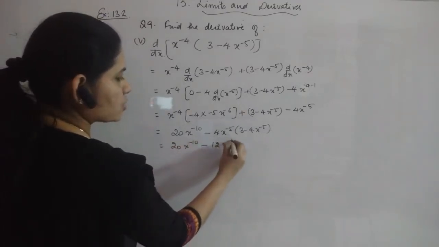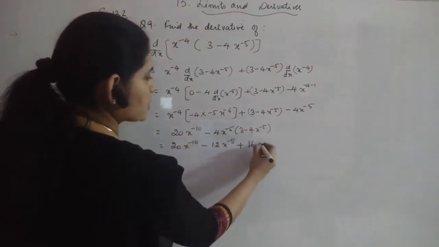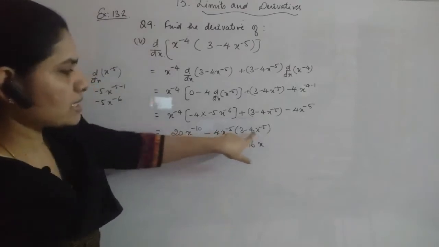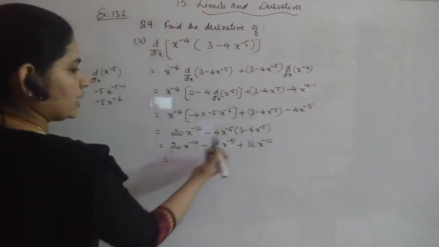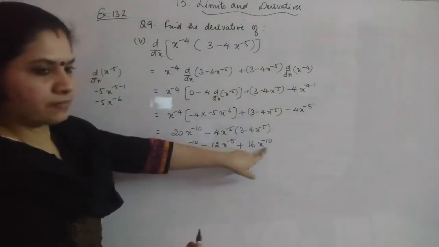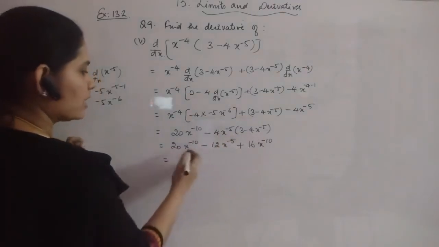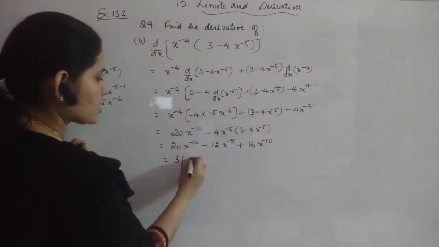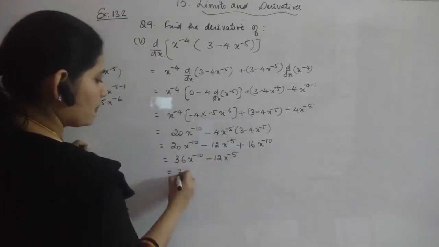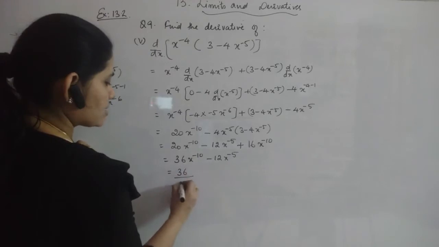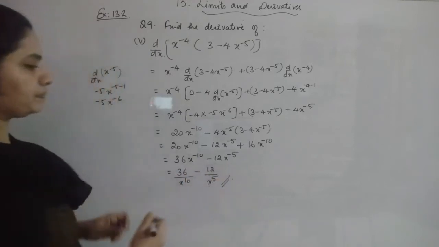minus 12x raised to minus 5, minus into minus, this is plus, 4 into 4 is 16, x raised to, again base same, powers can be added, will give you minus 10. So here 20, here 16 with the same x term. So the power of x is same, means you can add those two like terms. So 20 plus 16 will give you 36 x raised to minus 10 minus 12 x raised to minus 5, or 36 by x raised to 10 minus 12 by x raised to 5.